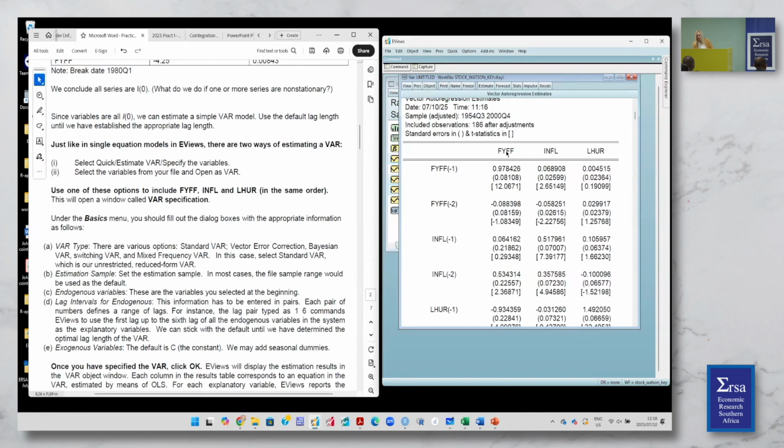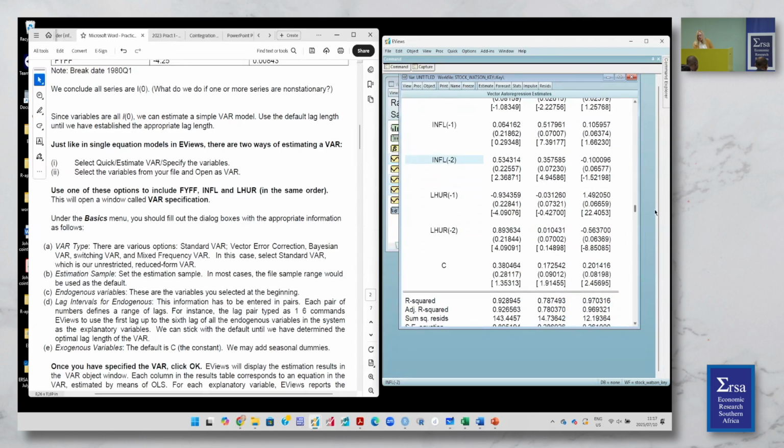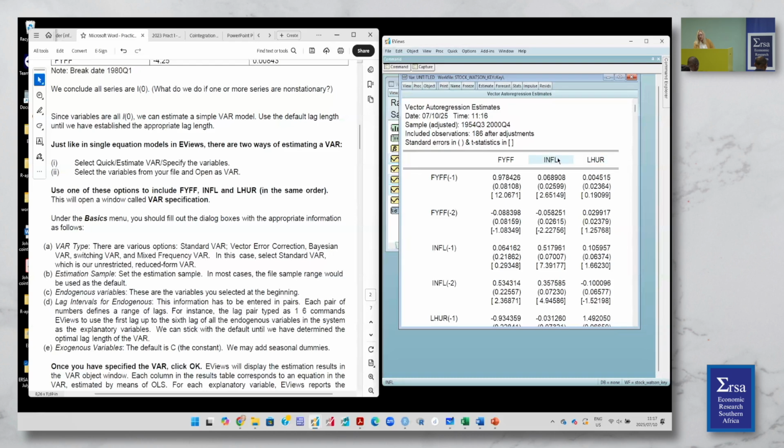Now we have one equation for the federal funds rate. If we read down, federal funds in period t is a function of federal funds one and two periods back, a function of lagged inflation, and a function of lagged unemployment rate. At the same time, the inflation equation is a function of lagged outcomes of those variables as well as the unemployment rate.